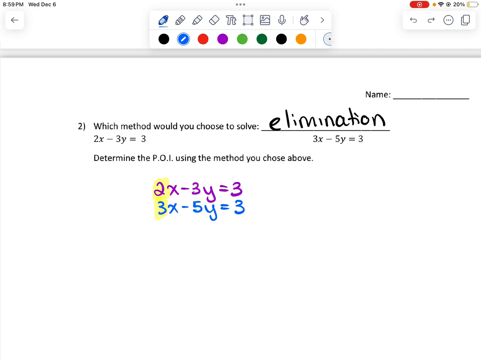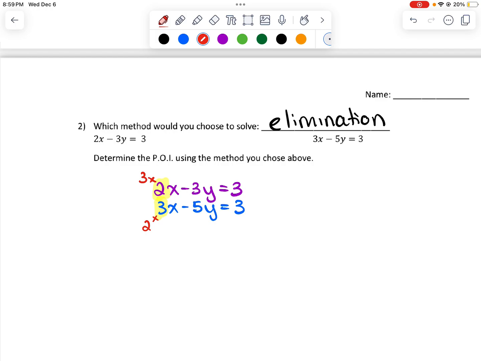So let's make the x coefficients the same. All you have to do is multiply the equations by something, and it can be anything. So I see a 2 and a 3 here, and I think, you know what, I'm just going to multiply this equation by 3, because that will make it a 6x. And I'm going to multiply this equation by 2, because that will make it a 6x. So then they'll have the same coefficient.